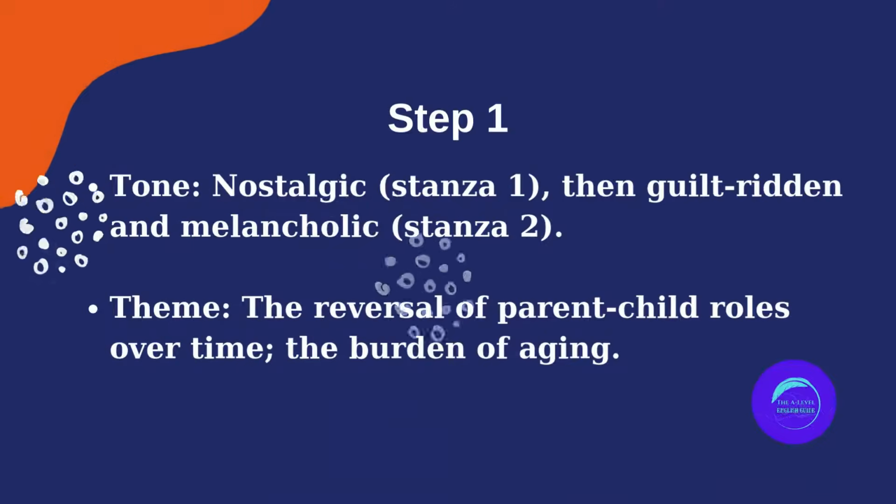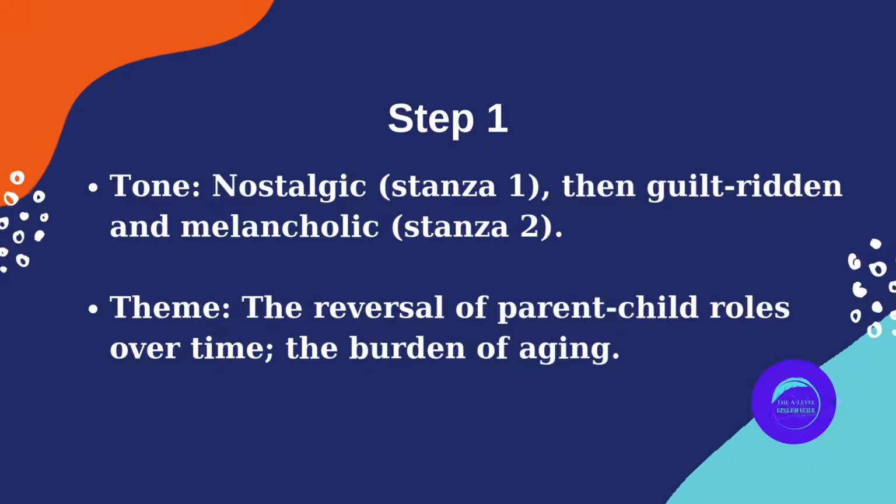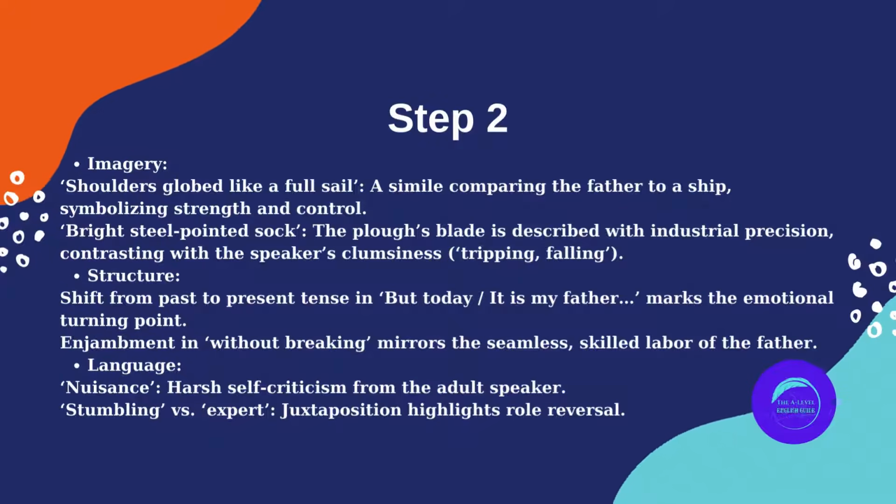Step 1. Tone and theme. Tone, nostalgic in stanza 1, then guilt-ridden and melancholic in stanza 2. Theme, the reversal of parent-child roles over time, the burden of aging. Step 2. Key techniques, imagery. Shoulders globed like a full sail, a simile comparing the father to a ship, symbolising strength and control. Bright steel-pointed sock, the plough's blade is described with industrial precision, contrasting with the speaker's clumsiness, tripping, falling.